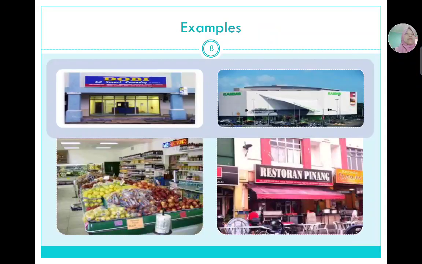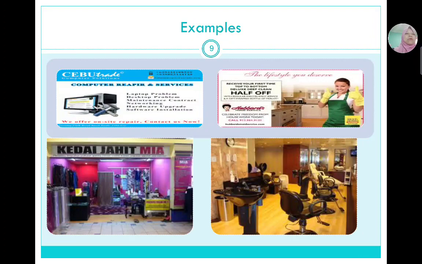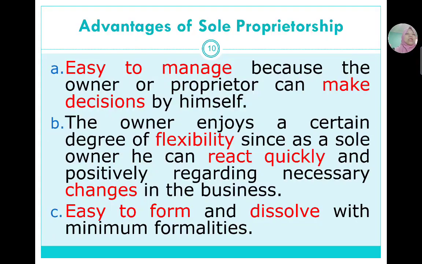Alright, for sole proprietorship, sole means tunggal, right? Seorang. So this business is owned by only one person. This is an example of such a business. As you can see here, there's no Sendirian Berhad at the end of the name. There's no dan rakan-rakan or Siti dan Lia, for example. That is a partnership.